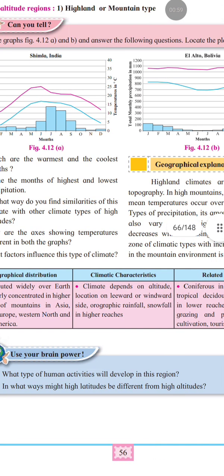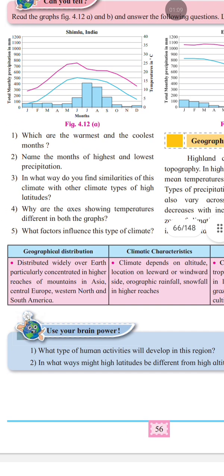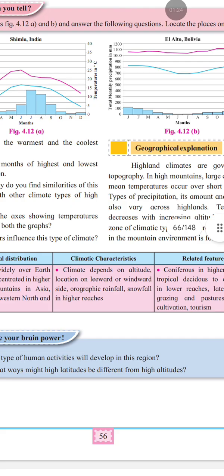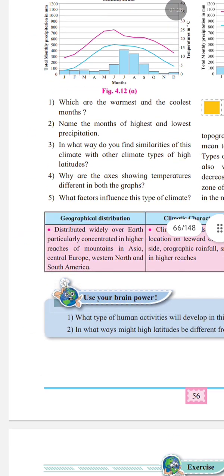In El Alto, November is the warmest month while July is the coolest month here. Second question is name the months of highest and lowest precipitation. In Shimla, the highest precipitation occurs in July, while November is the driest month. In El Alto, precipitation is highest in January and lowest in June.